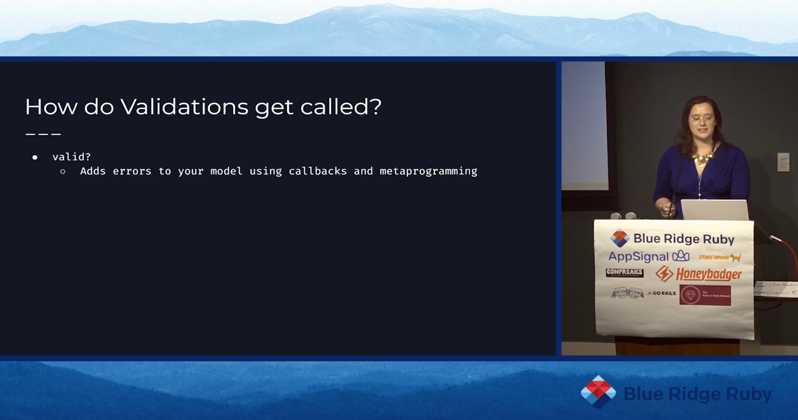Valid? Fantastic one. So this is going to add errors to your model using callbacks and metaprogramming in that underscore validators attribute that we saw earlier. Can I get some more? Save. Sorry, validate with an exclamation point.